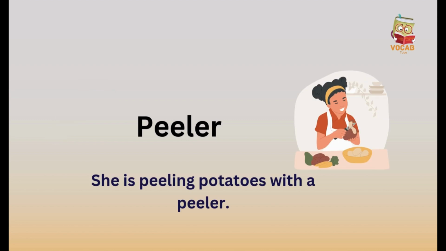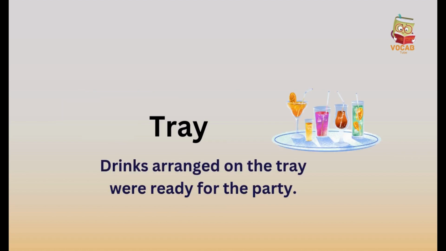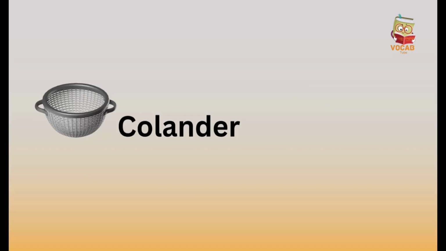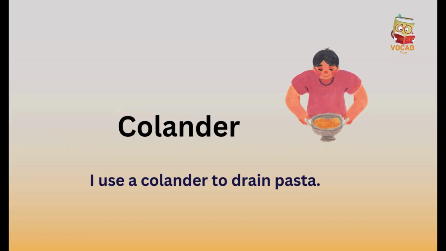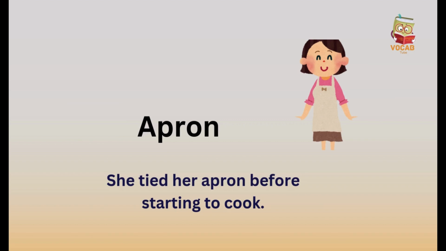Peeler. She is peeling potatoes with a peeler. Tray. Drinks arranged on the tray were ready for the party. Colander. I use a colander to drain pasta. Apron. She tied her apron before starting to cook.